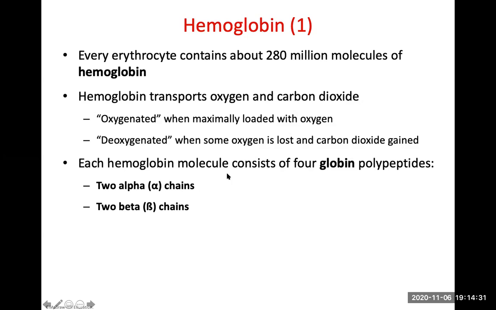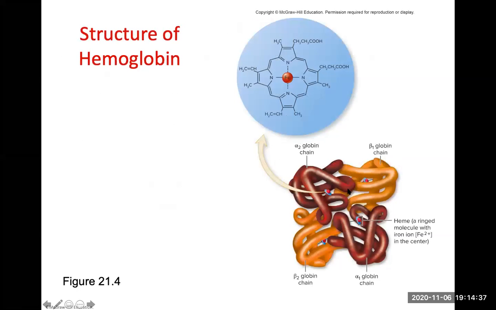Each hemoglobin molecule consists of 4 globin polypeptides with 2 alpha and 2 beta chains. This is just the protein structure of hemoglobin. This is showing one of the chains with the iron heme group in the center. Each chain can hold 1 oxygen molecule. So there's 2 alpha globin chains and 2 beta globin chains, each able to hold 1 oxygen in the middle.